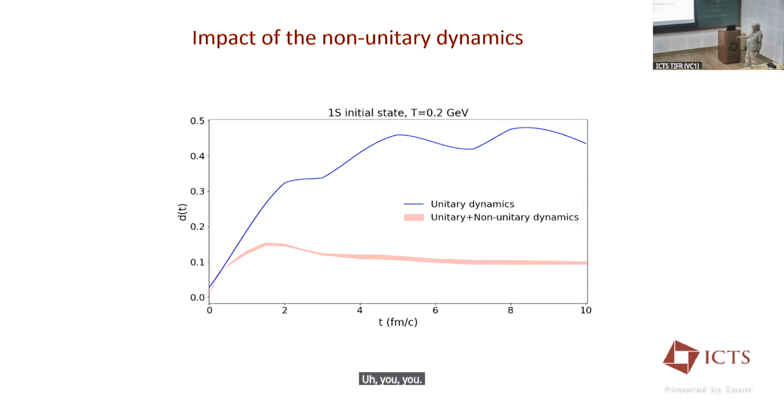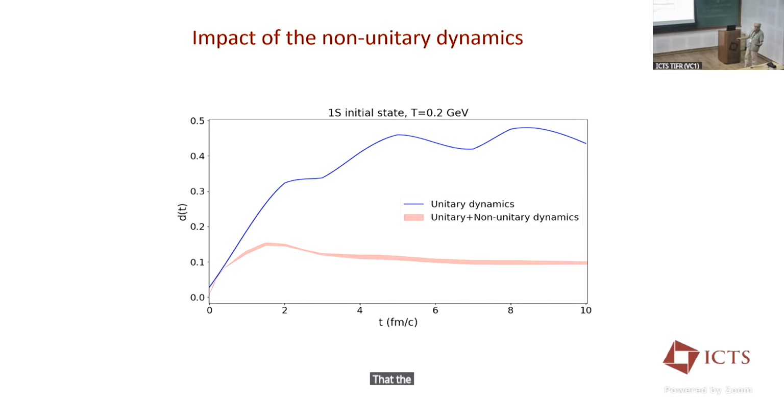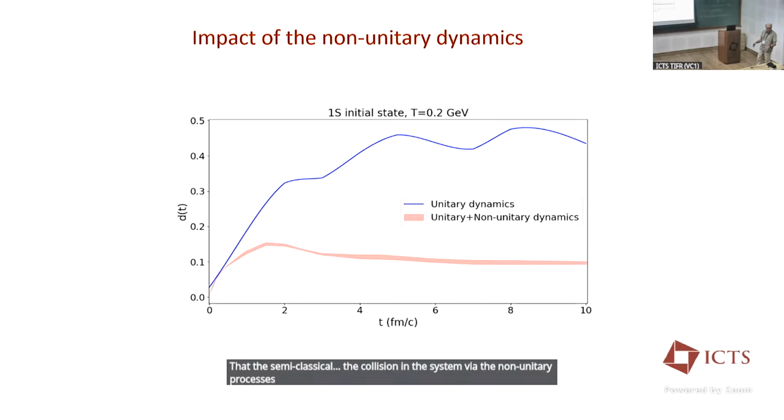the reason why it stays constant and does not decay to zero is something we can discuss afterwards. But the main point is that there is a dramatic reduction of the distance, which means that the collisions in the system via the non-unitary processes make the semi-classical approximation much more reliable than you would get in the absence of these processes.